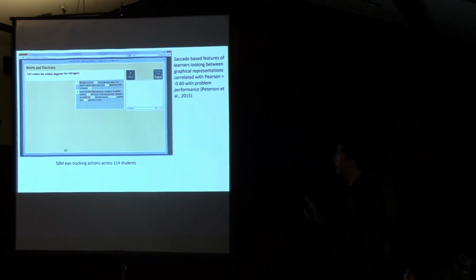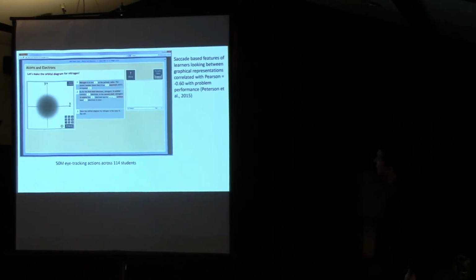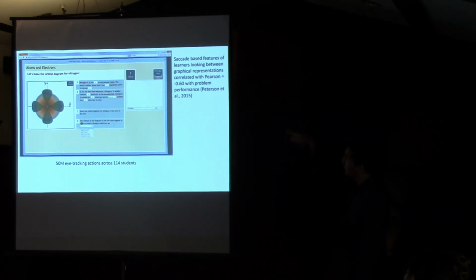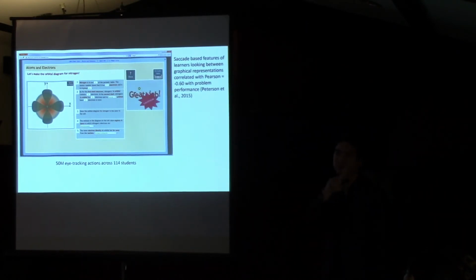I'll say right off the bat, this high frequency data stuff is hard, and the results are not as glamorous. But what we did find is if you're just looking at the aggregate, so you create features of eye tracking, such as how many times you look between two representations within the problem, how many times you look between the representation and the problem interaction, etc. And surprisingly, we found a negative correlation to problem performance, negative 0.6, in terms of students looking between graphical representations.